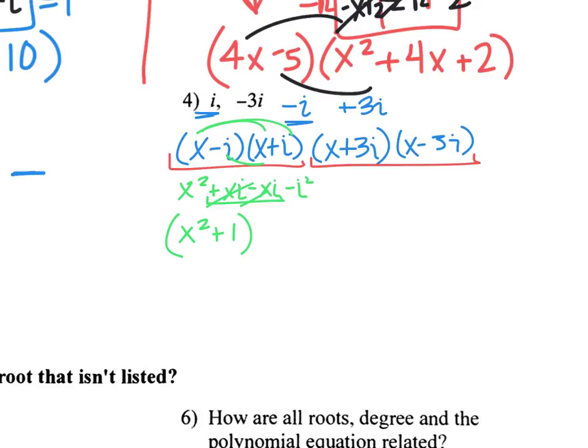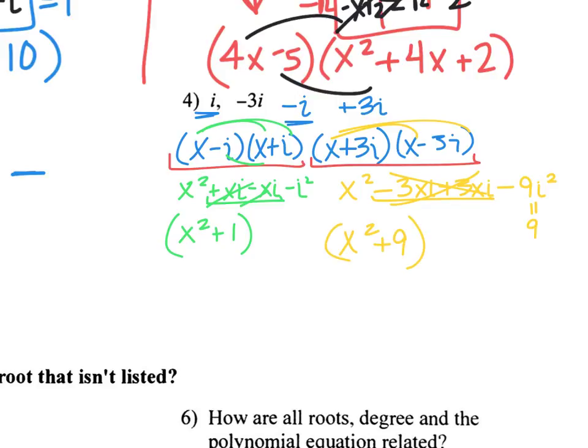On this second one, then, I'm going to distribute again. That's going to give me x squared minus 3xi plus 3xi minus 9i squared, because it's i times i. So these in the middle are going to cancel each other out. I'm left with x squared. And when you type in negative 9i squared in your calculator, you're going to get positive 9, so plus 9.